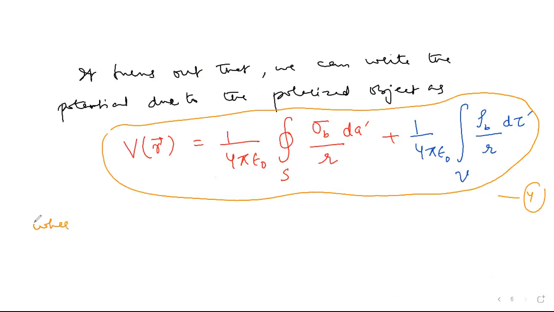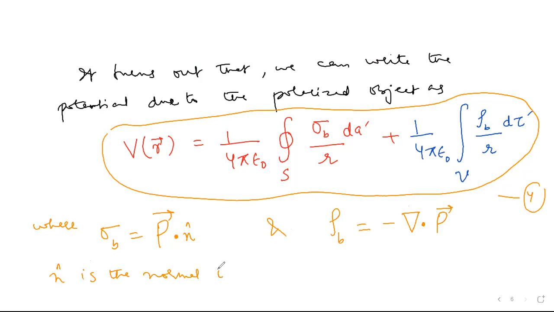where sigma b is capital P, which is polarization of the object, dotted with n cap, and rho b is minus the divergence of the polarization. n cap is the normal unit vector.